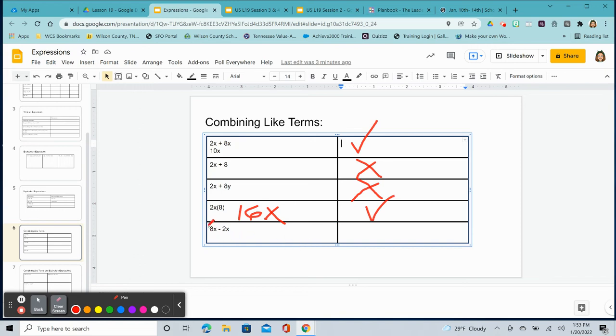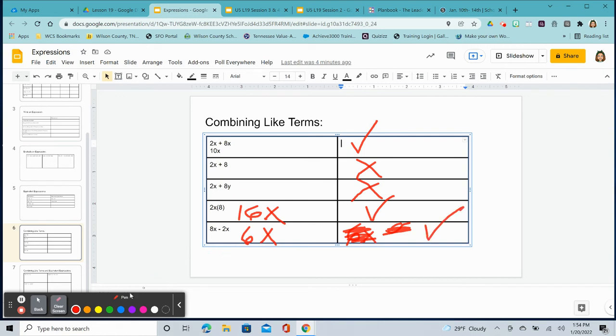And then in the last one, you have 8x minus 2x. 8 has an x variable, 2 has an x variable. Those two terms share the same variable, so they can be combined. When we do this, we look at the symbol in front of this and we have a minus. So we have 8x minus 2x. That would be 6x. And I should have written that over here, 6x. So yes, those can be combined because they are like terms.